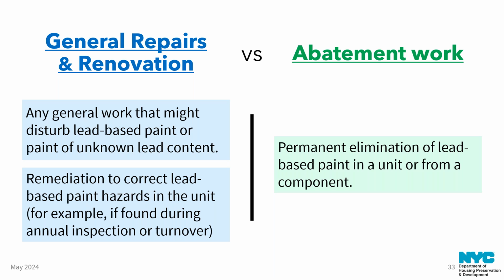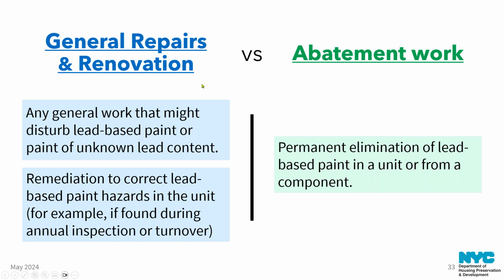Two of those methods are called encapsulation, where the paint is covered under a thick protective gel, and enclosure, where another surface is placed in front of the surface with the lead paint. Those surfaces have to be monitored. Ultimately, the category of abatement can be a little bit complex, but basically, if we want to keep it simple, abatement is work that is intended to be a permanent elimination of the lead-based paint.